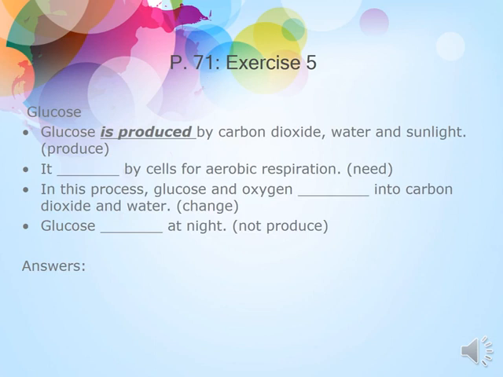So the first one, glucose is produced by carbon dioxide. Why did we put is produced? Because glucose is one. We cannot say are produced. Number 2, it dash by cells for aerobic respiration. We have the verb need. So can we say it are needed? Of course not. We will say it is needed. For number 3, in this process, glucose and oxygen, we have 2 of them here. So are changed. Then for the last one, glucose is not produced at night. Again, glucose is 1. Here are the answers for you.